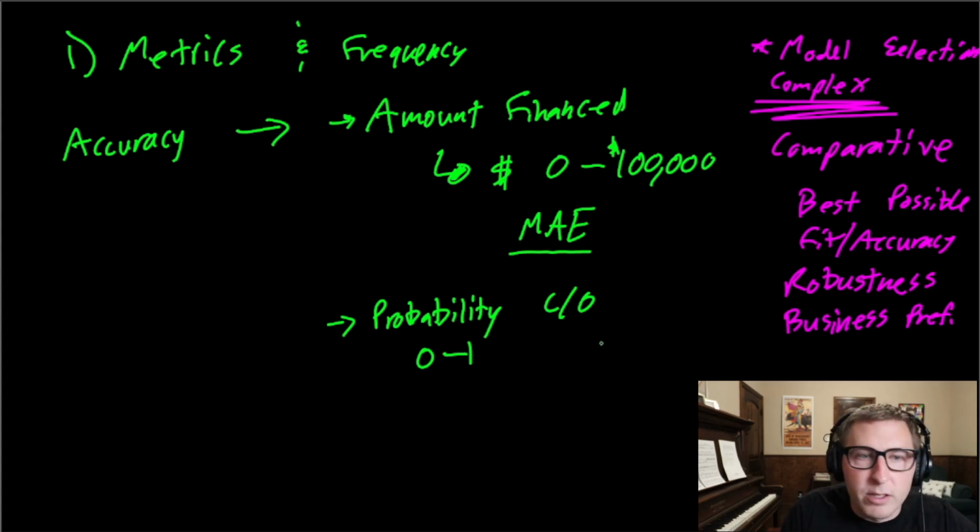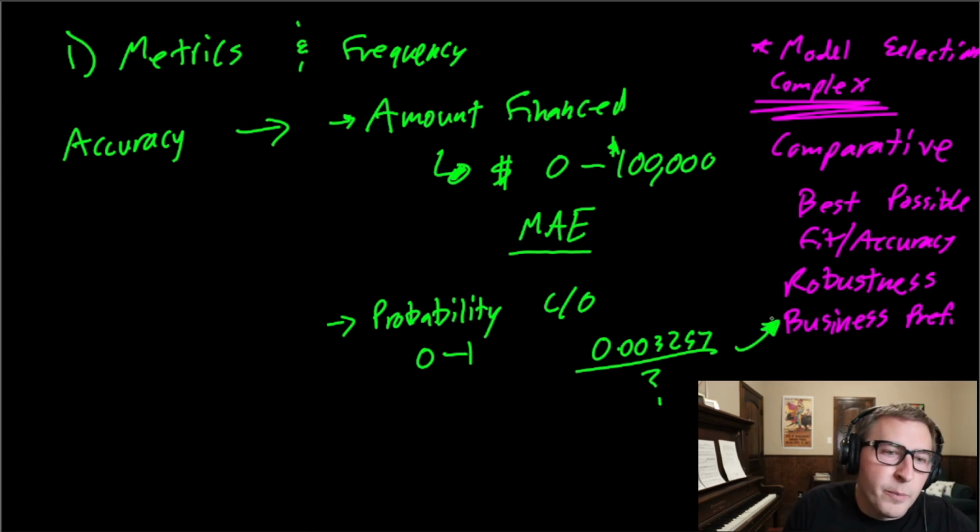Your values would be like 0.003257. And then the question is, what does that mean? We can compare, so we can go up here and do comparisons on models, which is a good thing to do. But it's hard to interpret. So often we'll use something like mean percentage error. So that's a really good metric to use in this scenario here.